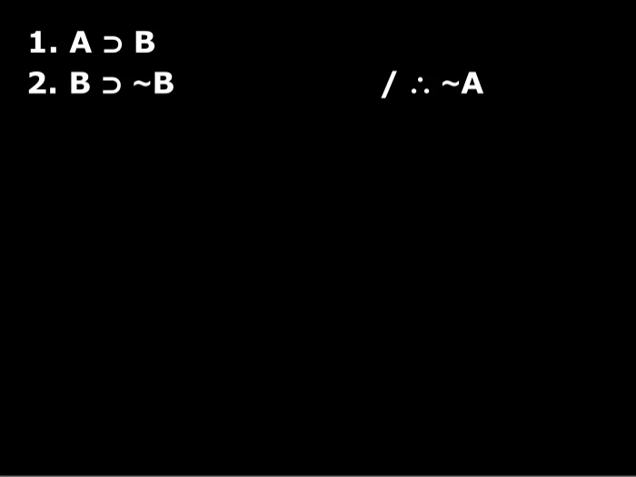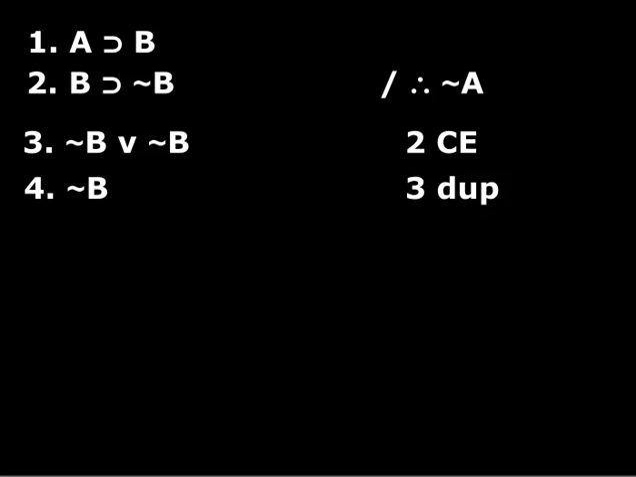So here's a proof. Now, this proof you could pretty easily do without using indirect proof, and you should be able to see that. I can do conditional exchange on line 2, get not B or not B, do duplication to get not B, and then by modus tollens on 4 and 1, get not A, and there the proof is finished. So you don't need to use indirect proof, but suppose you didn't see that.